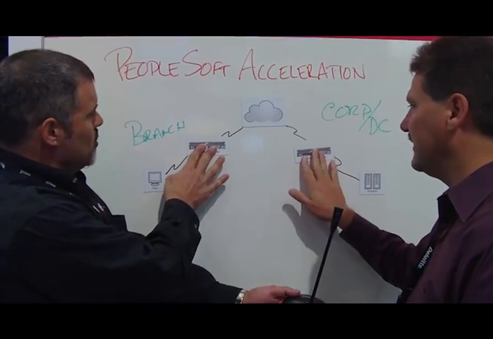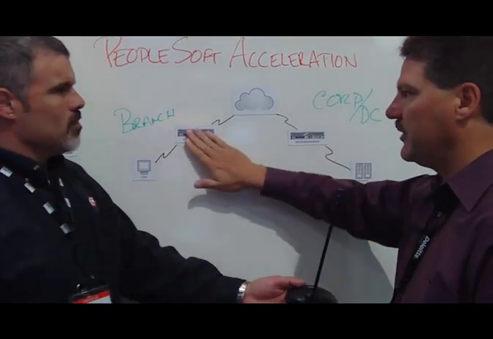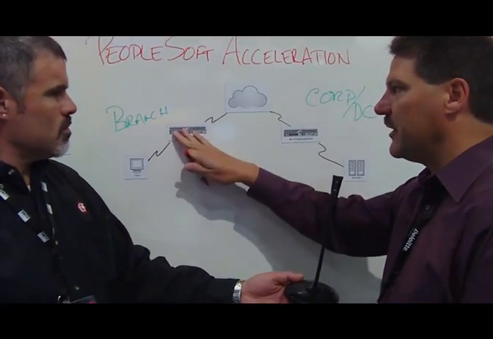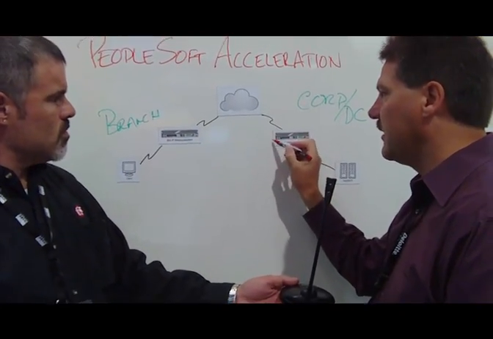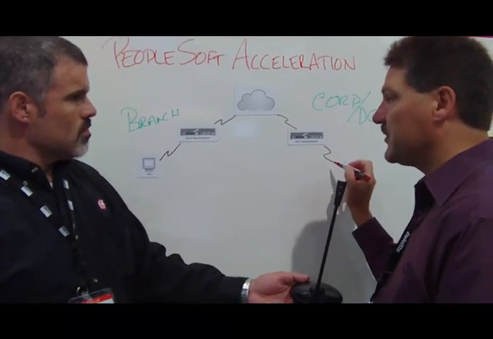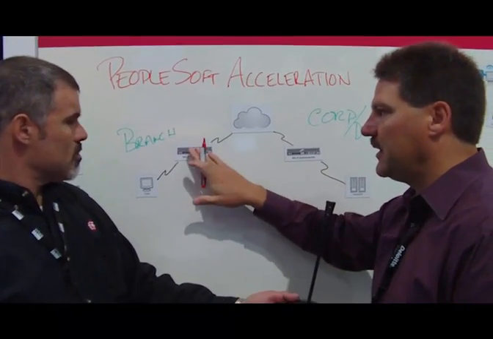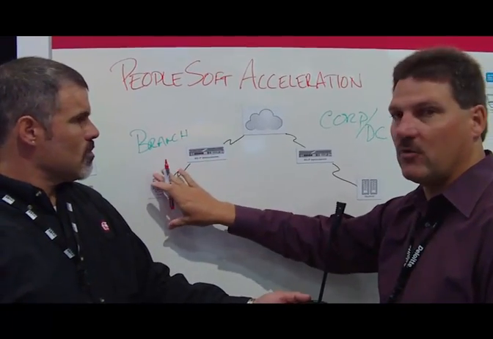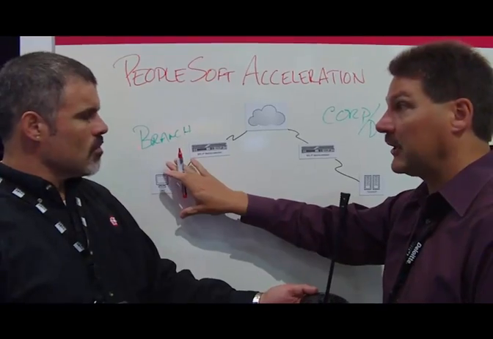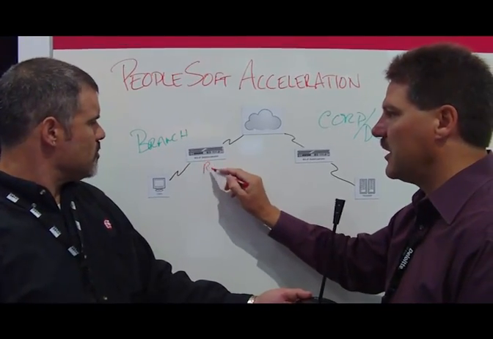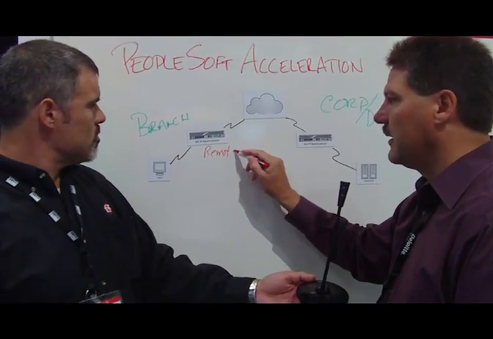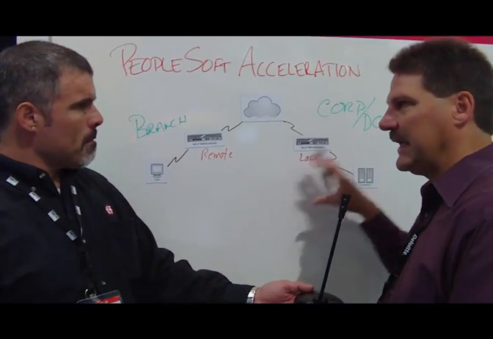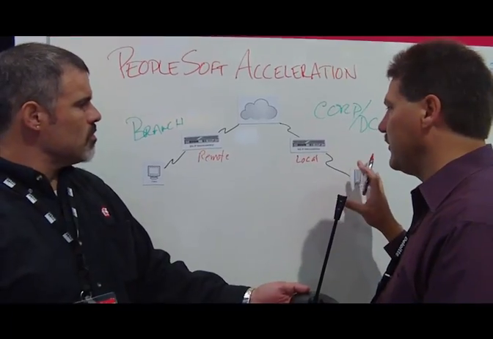So to get the acceleration that we have in the demo, we put the F5 web accelerators in there, and there's actually 2 of them. There's one of them in the data center that's front-ending the PeopleSoft servers, and there's another one in the branch office that is remote, that is in front of where all the users and the clients are. So this one is called the remote web accelerator, and this one is called the local web accelerator, because we're looking at it from the server's perspective at this point.